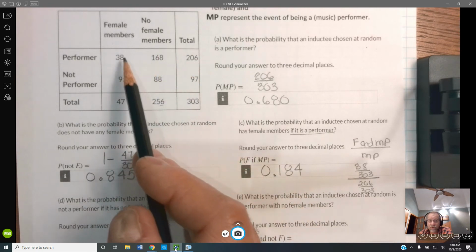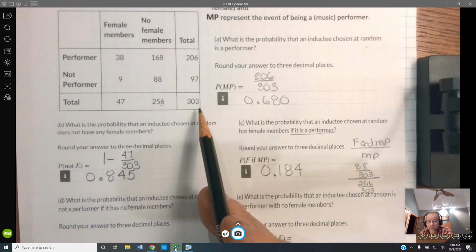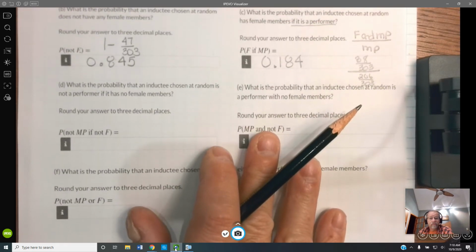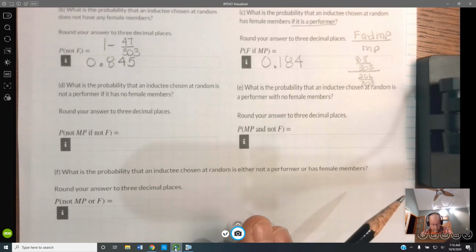But what I find is most students fail. They go 38 divided by 303, and they don't get it correct. I'd learn to do it this way, but I'd learn to double check it that way. I'll do it again when we do the next one. Letter D. A, B, C, D, D.